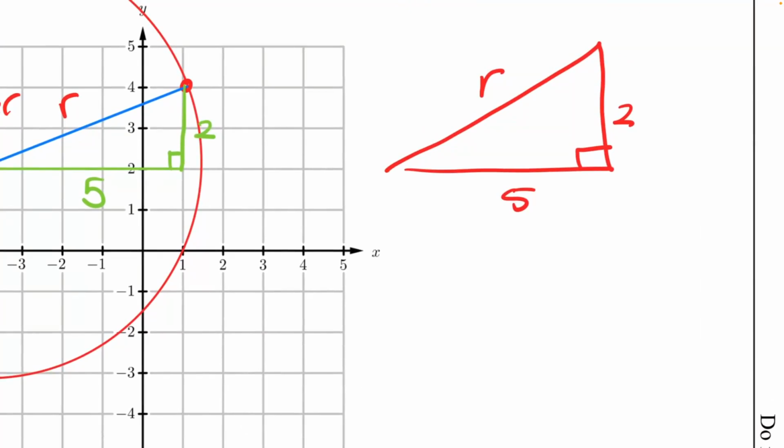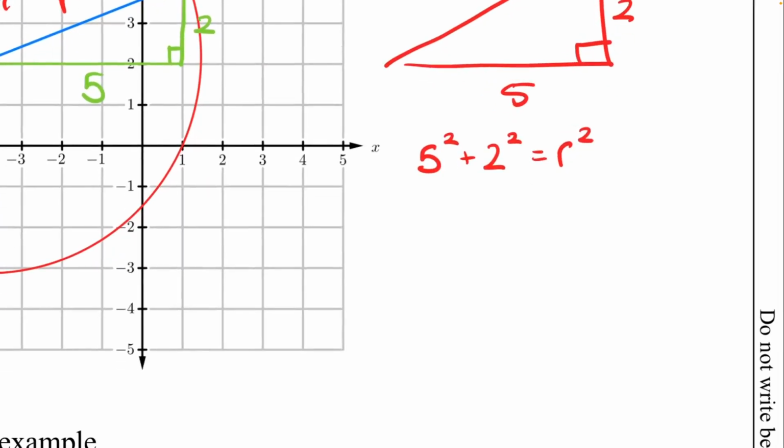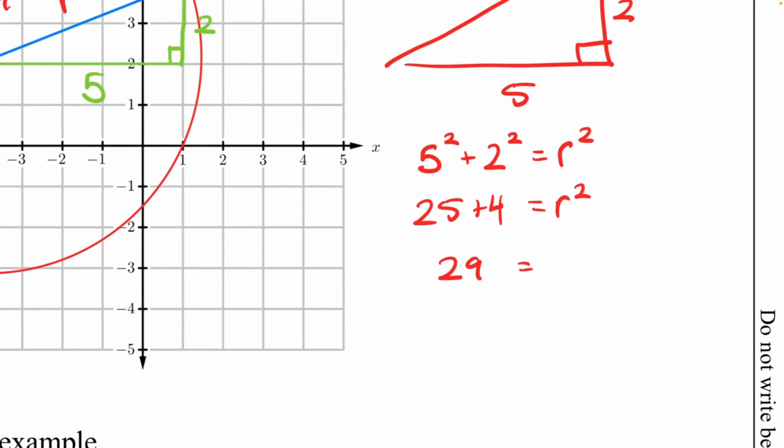Melly, yes, thank you for volunteering. 5 squared plus 2 squared equals R squared. Good. Valentina's going to solve. 25 plus 4, 29, square root of 29. And I'm catching up. We're square rooting, and we get R is equal to the square root of 29. So that's what the radius is.